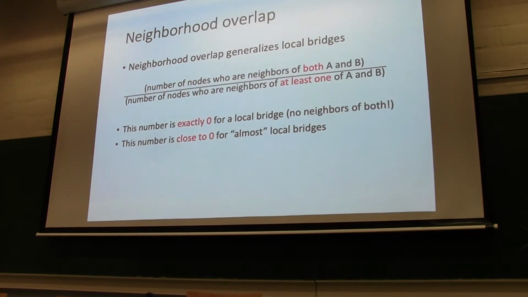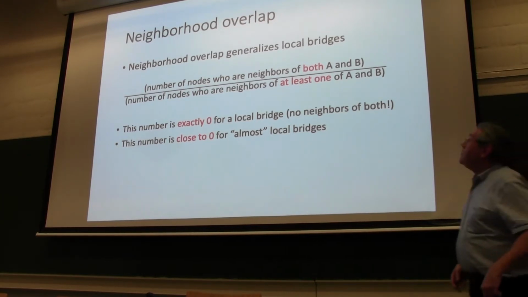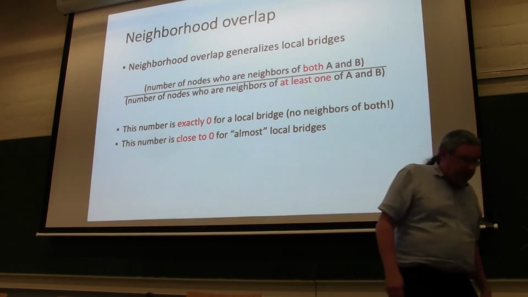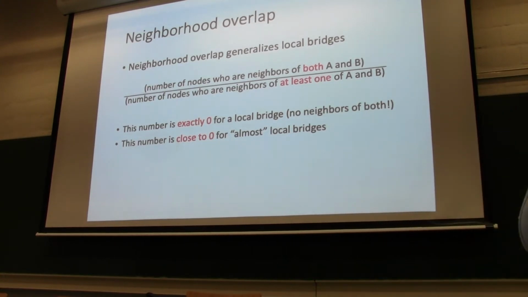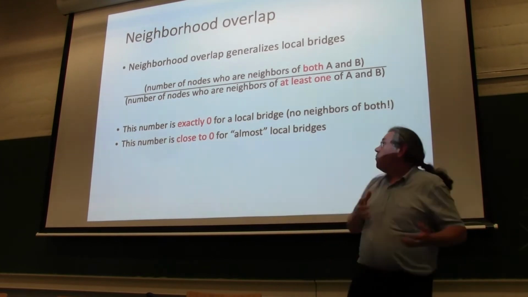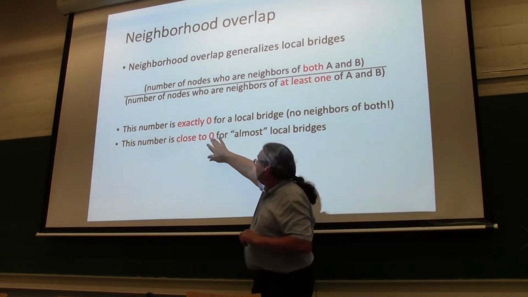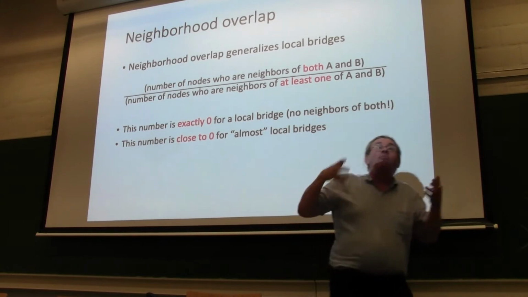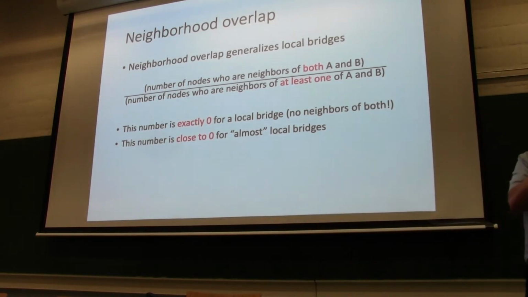So the first thing I want to do is generalize local bridges. The number I come up with is called neighborhood overlap. This number goes from 0 to 1, and if it's exactly 0, then we have a local bridge. But if it's close to 0, then it's almost a local bridge. And the farther it goes away from 0, the less of a local bridge it is, okay?